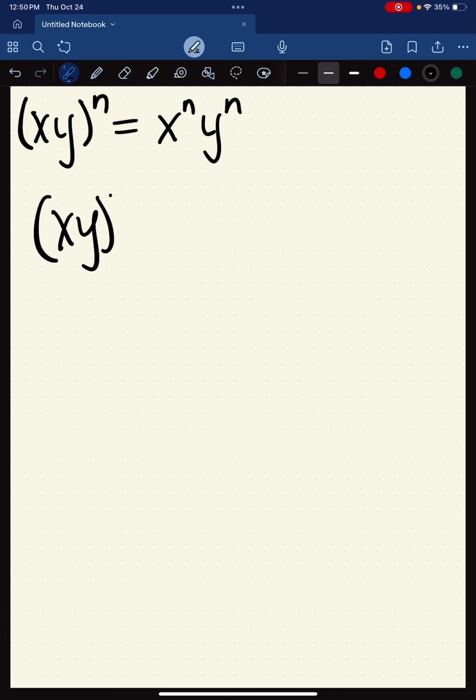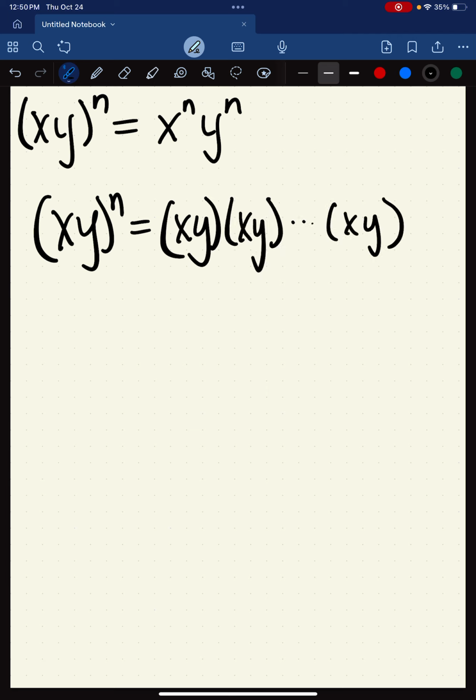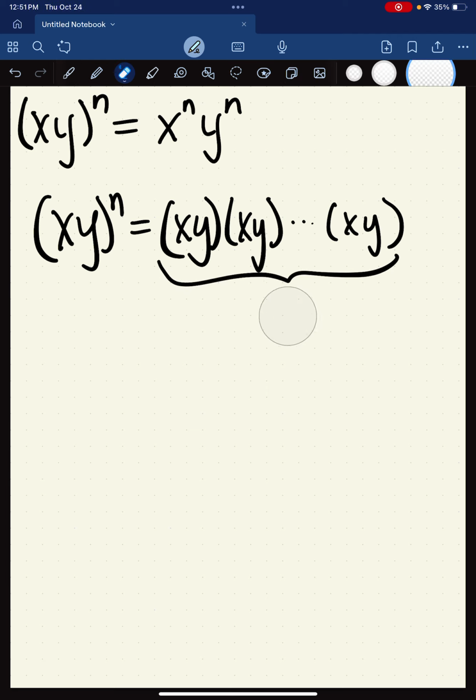Okay, x times y, all to the power of n. Let's go ahead and derive this. Well, first I'll tell you what the rule is. x to the n, y to the n. Remember, this didn't work for addition, but it does work for multiplication, and here's why. xy to the n is xy times xy, n times.